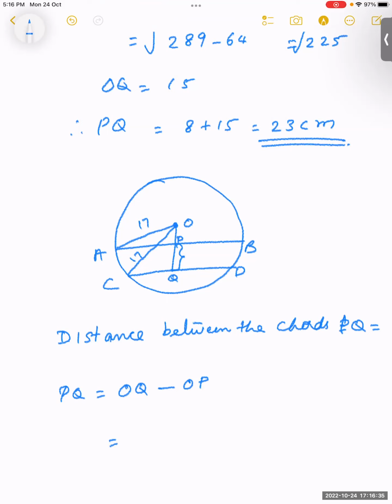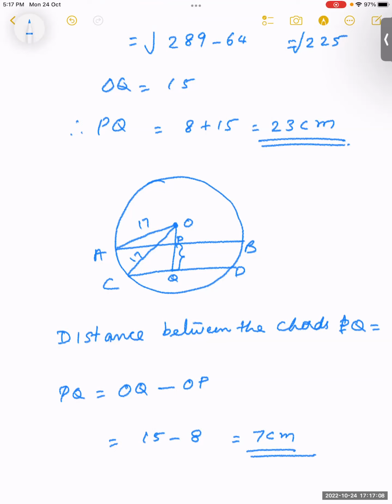What is your OQ and OP? It's going to be the same only. It's not going to change. So what would that be? 15 minus 8, which is 7 centimeter. You don't need to repeat it. OP and OQ is going to be the same, whether it is on either side or on the same side.